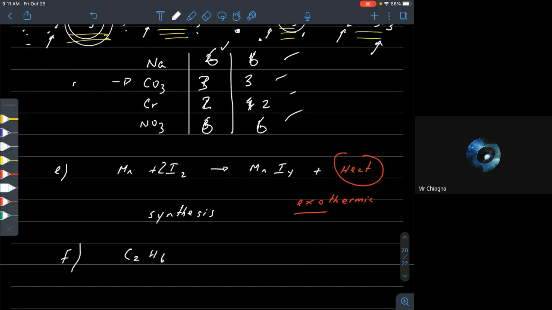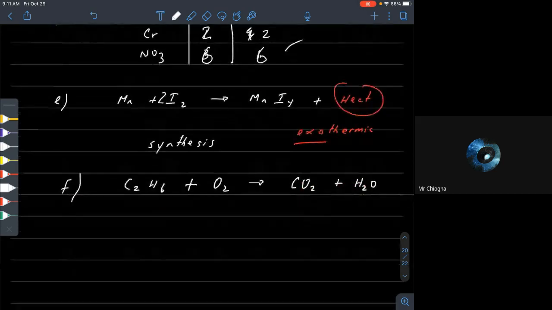C2H6 plus O2. What type of reaction is this? Combustion. Good. It's not balanced. I'm going to see if I can do it fast. Should I do it fast? I'm going to do it with a table, just in case. What's that? Nothing?